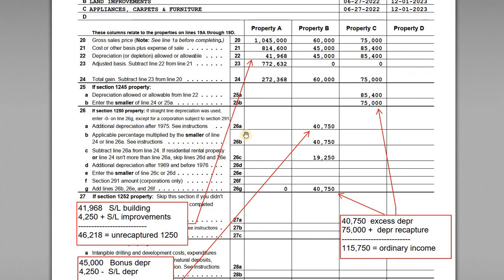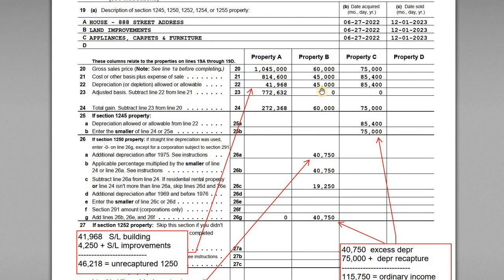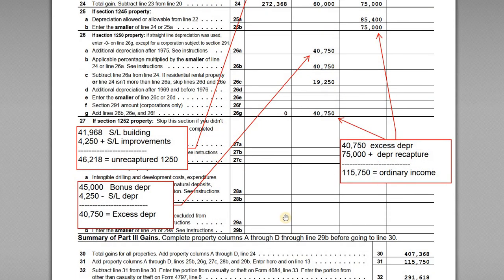So the additional depreciation on line 26A, this is the excess of the depreciation you took, so $45,000, over straight line if you had used that from the beginning. So what we have to do is kind of go back in time and ask ourselves, okay, we had $45,000 of improvements here. Had we used straight line depreciation, how much would that have been? And so if we go back and look at when this was placed into service and calculate the straight line method, we would find that the straight line depreciation that we would have been allowed is $4,250.